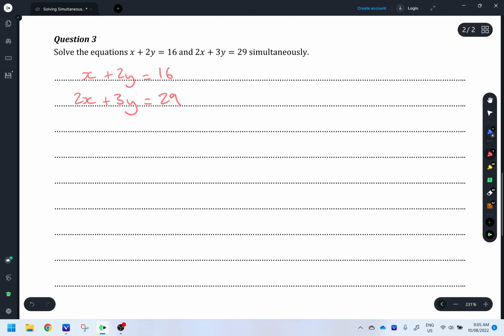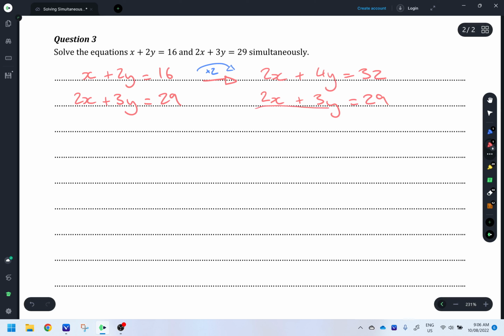Looking at this, what I want to do is look at the x's, and if I can change that to 2x, I'll then be able to eliminate. The way that I'm going to be able to do that is by multiplying that top equation by 2. So I'll get 2x, but I can't just multiply the x by 2 and not multiply everything else. So I'm also going to have 4y equals 32. I'm going to keep the bottom the same though, because I don't want to change that. So I have 2x plus 3y equals 29.